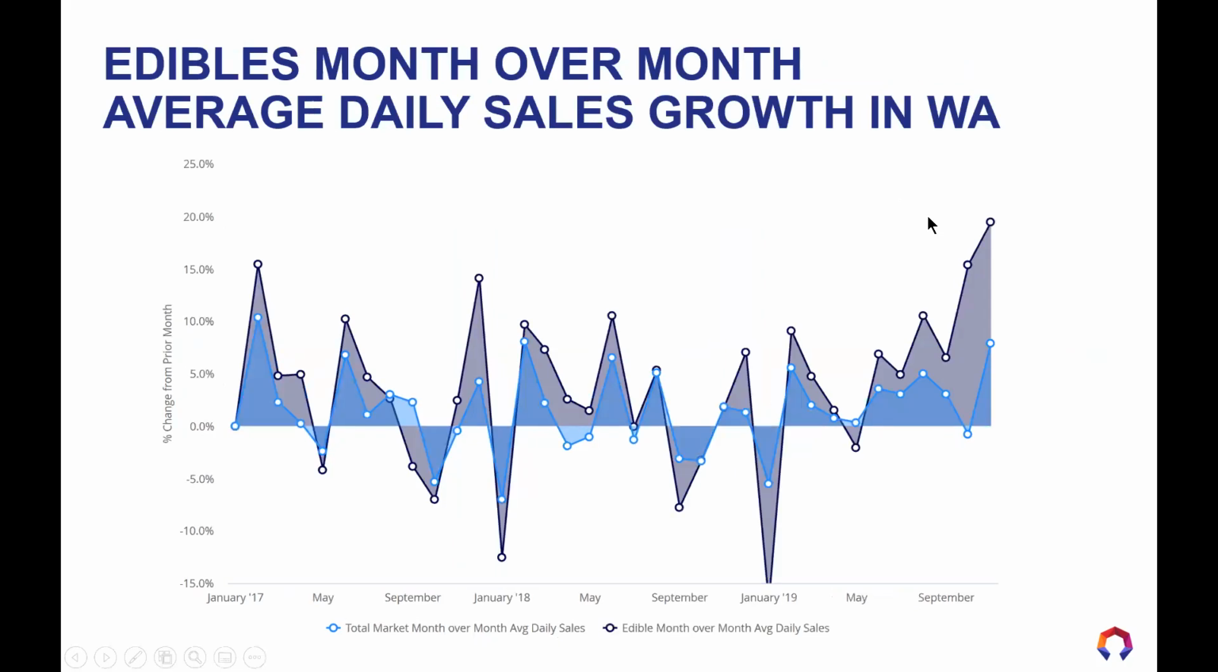So what we saw before was that in Washington, on average, December sales were 4.7% higher in December of 2017 than in November. And in 2018, that was 1.3% higher. However, for edibles, those are the darker area above, we see that edibles were about 15% higher in December of 2017 than they were in November, and 8% higher in 2018.